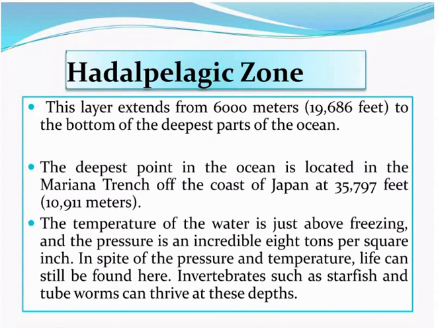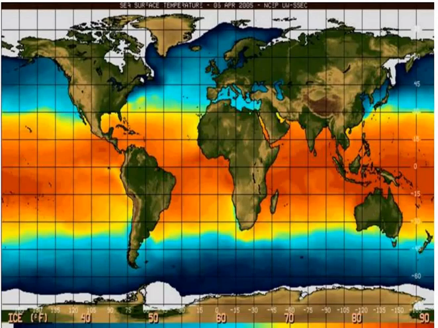The deepest point in the ocean is located in the Mariana Trench off the coast of Japan at 35,797 feet. The temperature of the water is just above freezing and pressure is an incredible 8 tons per square inch. In spite of the pressure and temperature, life can still be found here. Invertebrates such as starfish and tube worms can thrive at this depth. You can see.